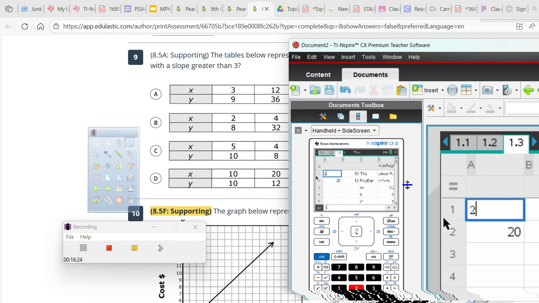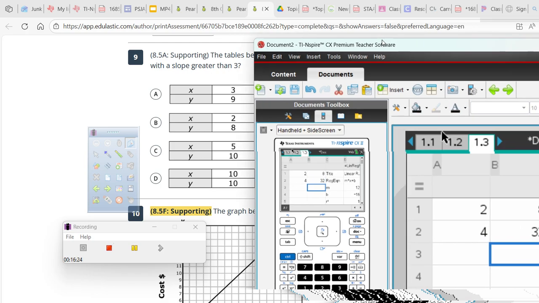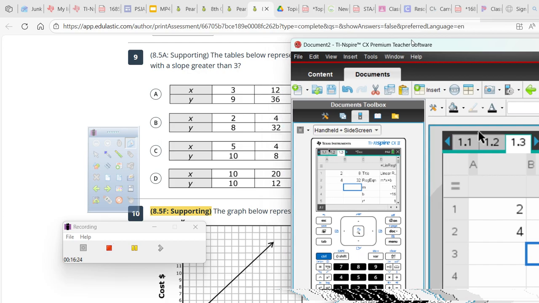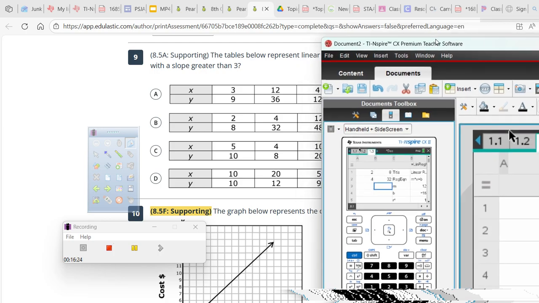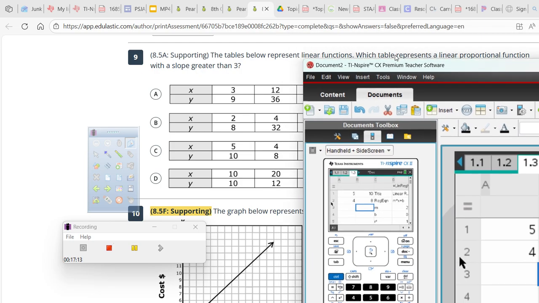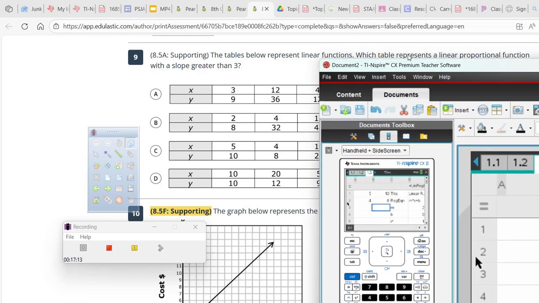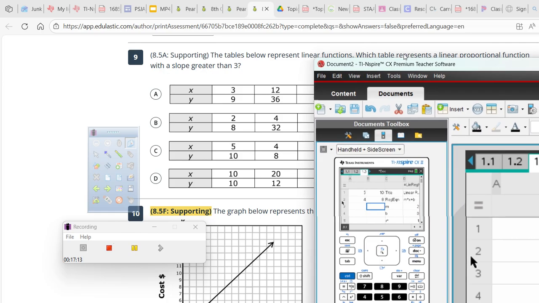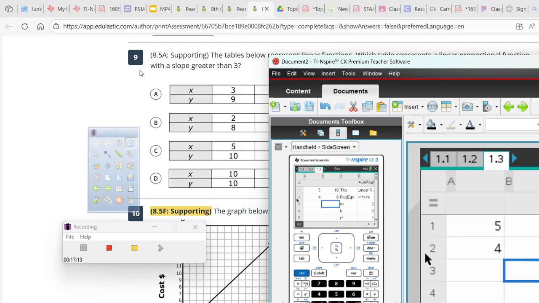I don't see which one it is. The closest one I get is A. I don't understand this question. I don't see what's going on with it. I don't think it's a good question.